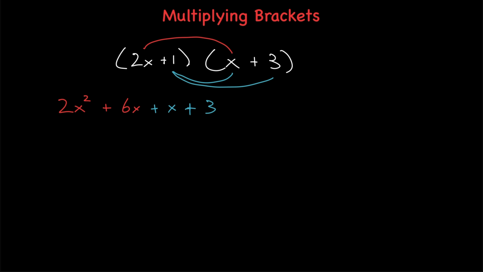And so the only trick to this question is there's a coefficient next to the first x. And so you just need to be aware of that whenever you're multiplying. So now we can collect our like terms, and it becomes 2x squared plus 7x plus 3. And that is the expanded form of the question.